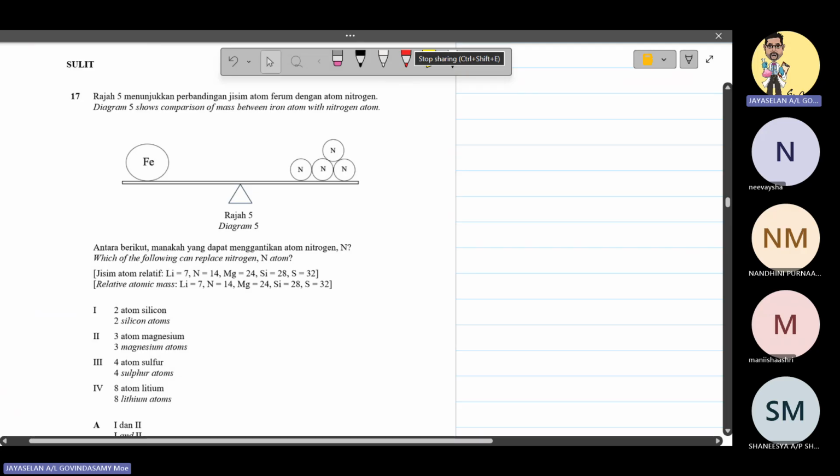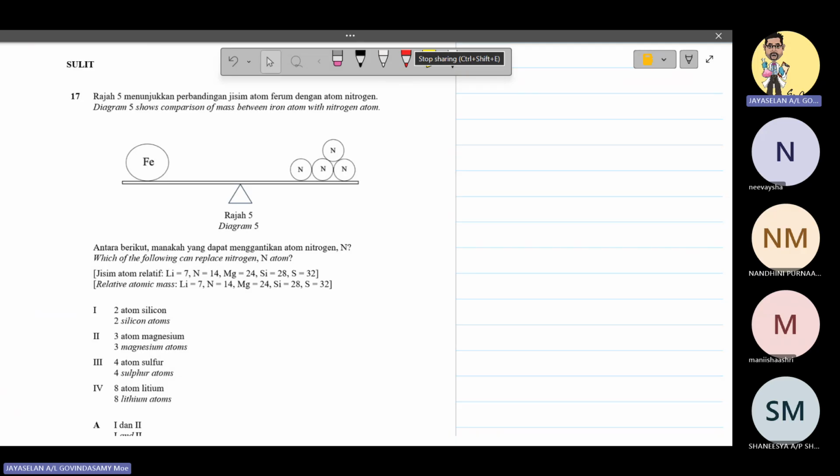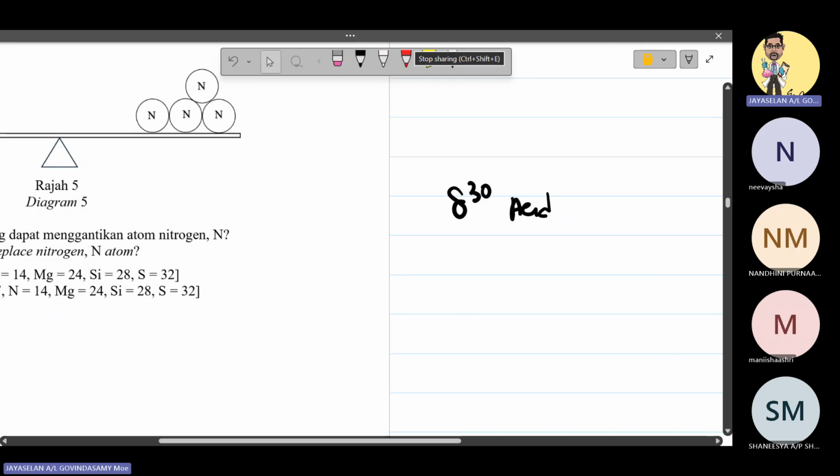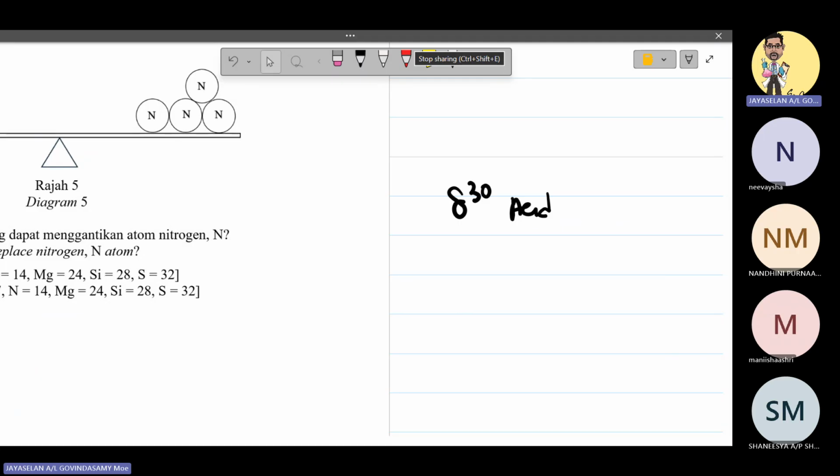I will share paper 1 and paper 2 after we finish this class. Tomorrow we do acid and base at 8:30. This is a chapter you all must focus on for section C, so tomorrow night we discuss acid and base. That's all for today.